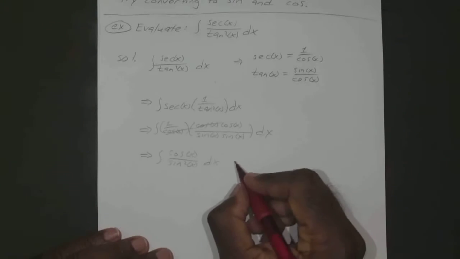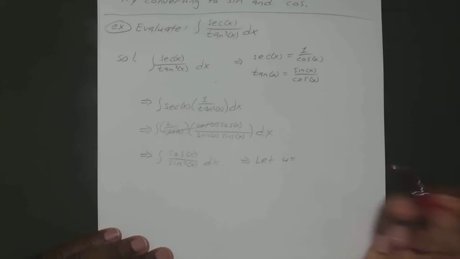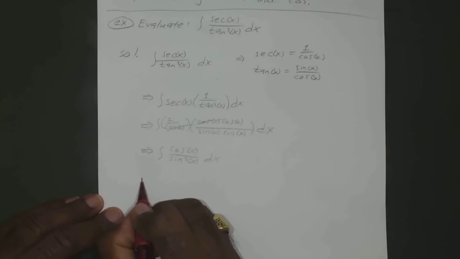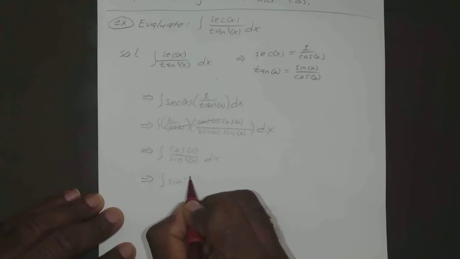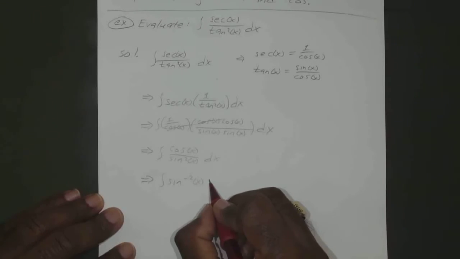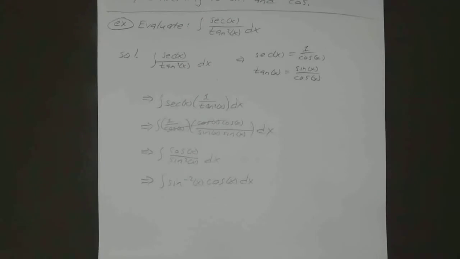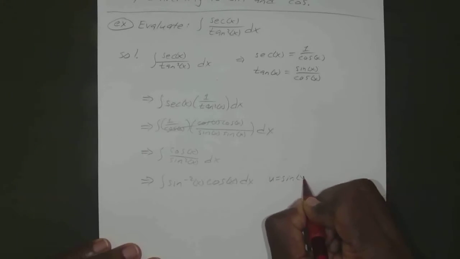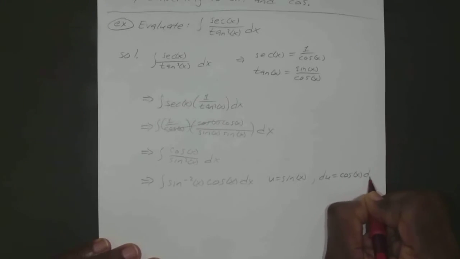Okay, looking at this one, we could do it using u substitution, but we don't even have to do it that way. The easier way to do this is just to have it as sine of x to the negative 2 times cosine of x dx. So this way, all you have to do, again, is just let u equal sine of x, which means our du equals cosine of x dx.